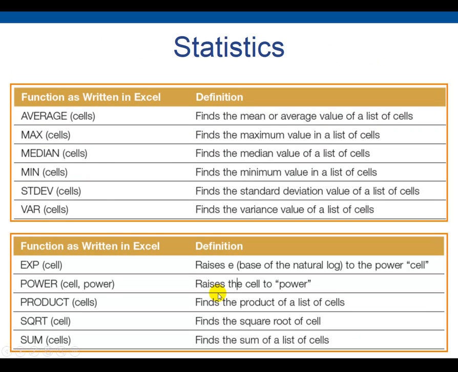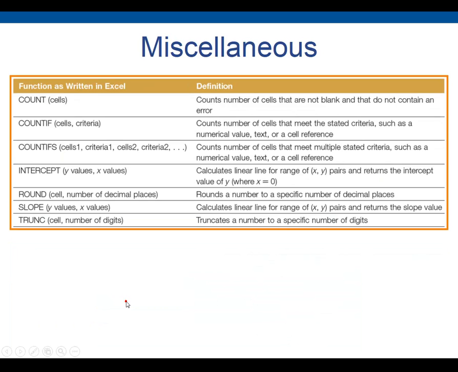Another statistics function in Excel, we have the average, maximum, median, mean, standard deviation, and also we can use square root, product, power, exponential functions in Excel. The other miscellaneous function, but a very useful function, is the count function. So count means count how many data in a certain range of the data. COUNTIF, you can also give some condition to count some data, and round, slope, these are also very useful tools in Excel.